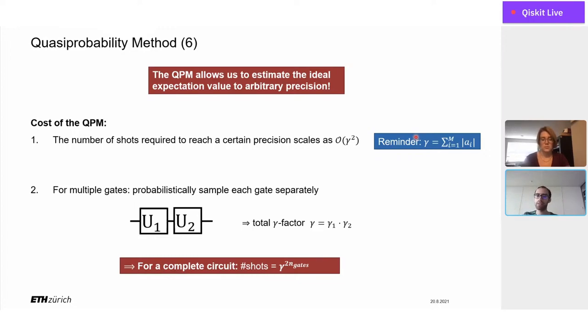And as it turns out, the gamma factor of the total circuit is given by the multiplication of every individual gamma factor of every individual gate in your circuit, which more concretely means that the number of shots at the end that you need to do to correct a quantum circuit scales exponentially in the number of gates that you have in that circuit.